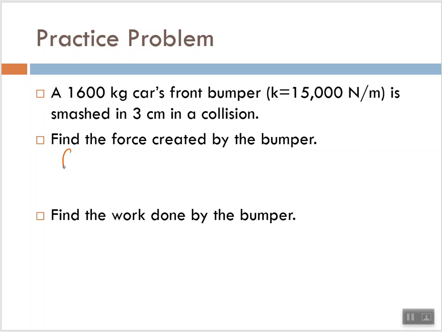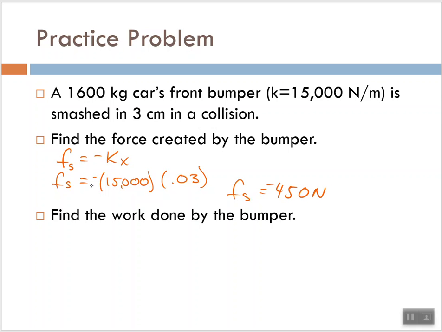Well, the force of the spring strength, or the bumper strength in this case, is equal to negative kx. In this case, the k is 15,000, and x, 3 centimeters into meters, is 0.03 meters. So the force of the bumper is negative 450 newtons. Now, let's talk about this negative here.